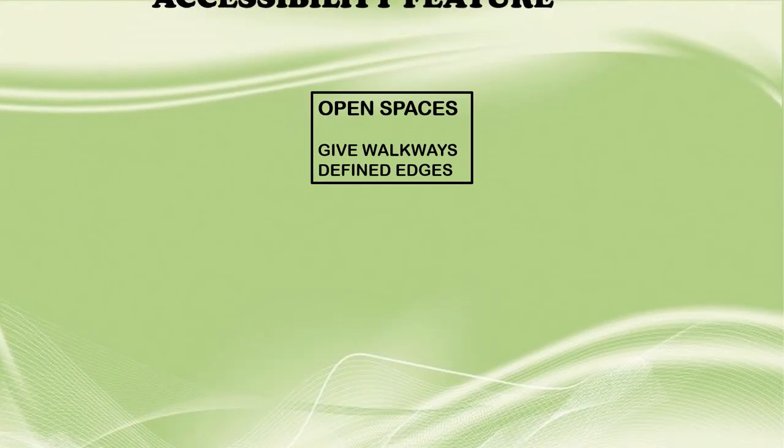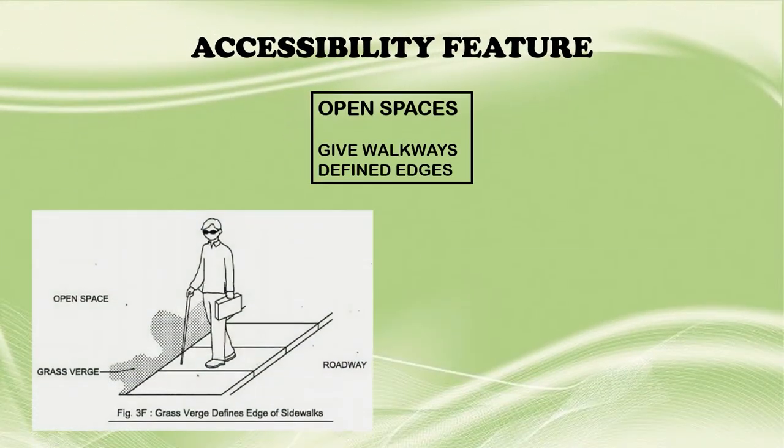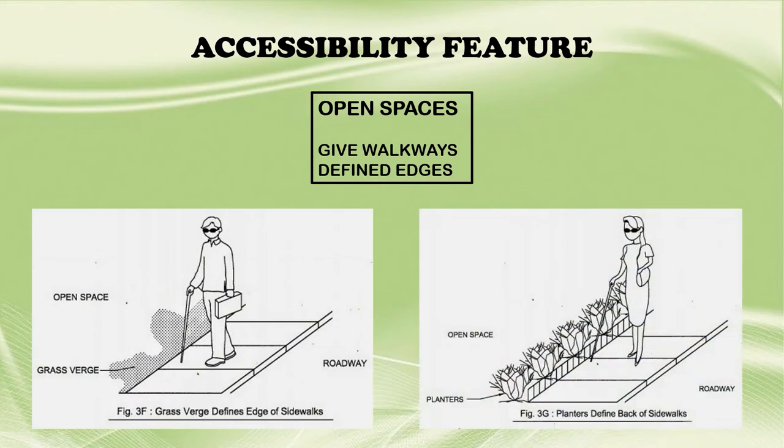Open spaces. Where open spaces are provided, the blind can become particularly disoriented. Therefore, it is extremely helpful if any walkway or path can be given defined edges, either by the use of planters with drop walls or a grass verge, or similar, which provides a texture different from the path.